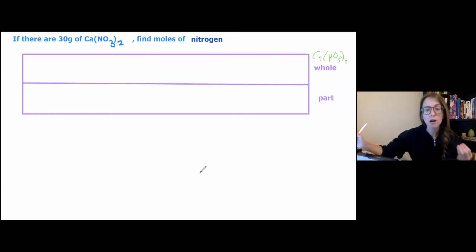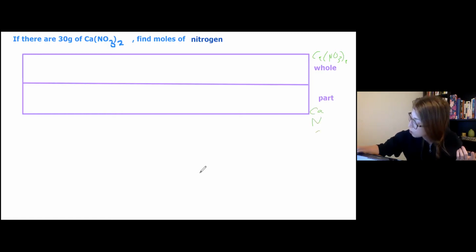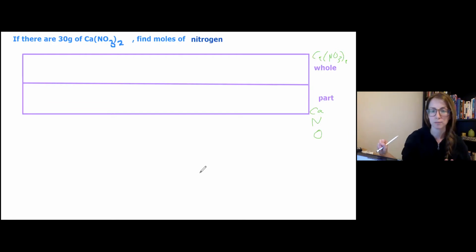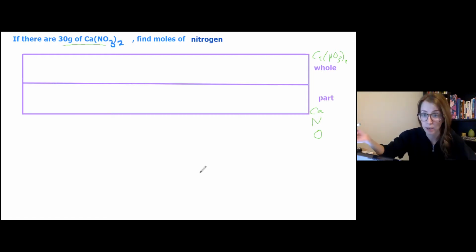When I say part, I can mean any part of the calcium nitrate. So I can mean the calcium, I can mean the nitrogen, or I can mean the oxygen. You're almost always, for now, especially with distance learning, going to be given information about the whole. Like in this case, we are given 30 grams of the whole of calcium nitrate.